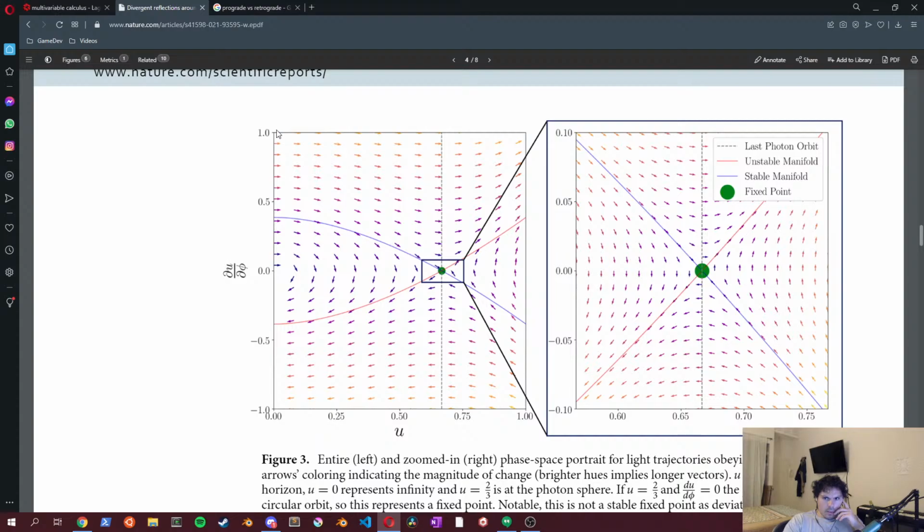So, okay, let's look at some of these trajectories. Like this trajectory, high du dphi. So that's high angular momentum, I guess. And you're really far away. Or sorry, you're at infinity with a really high angular momentum. These arrows indicate that you go into the black hole. That doesn't make any sense.